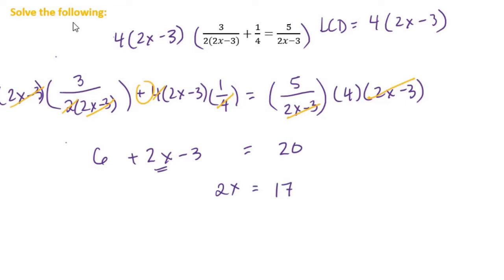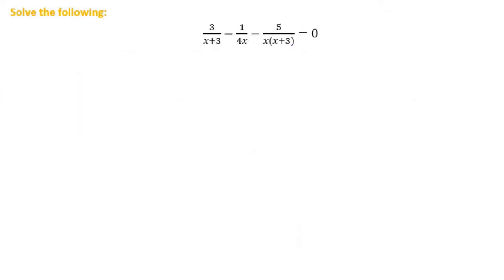is 17. Finally, dividing both sides by 2 isolates x on the left-hand side, and we'll leave the answer as 17 over 2. Let's try another one. The trickiest part, again, is just finding the LCD, and once we're there, we'll follow the steps in exactly the same way. What does the LCD have to be here?